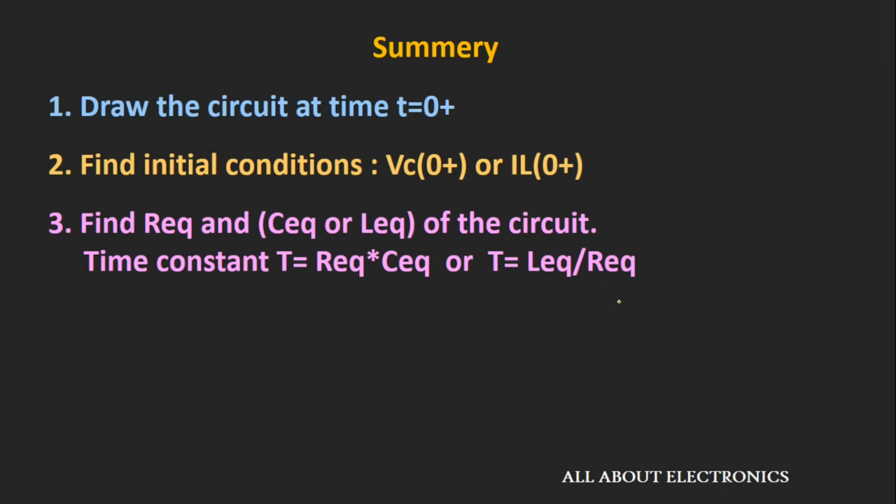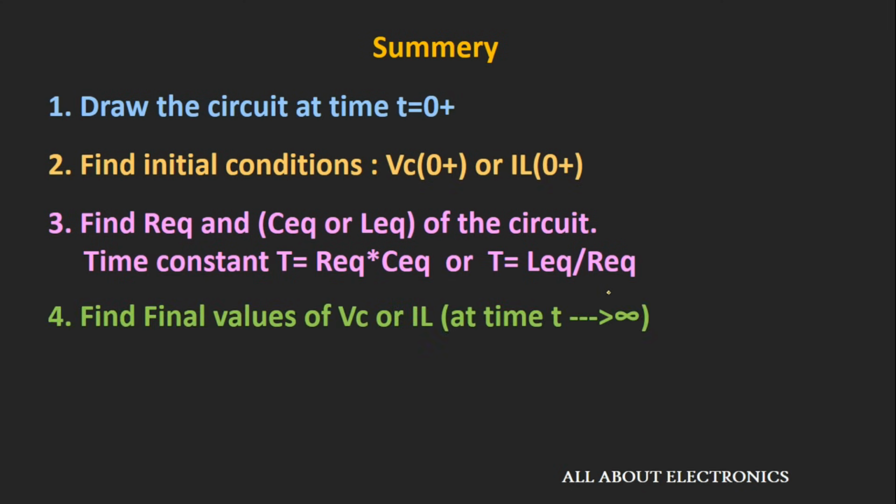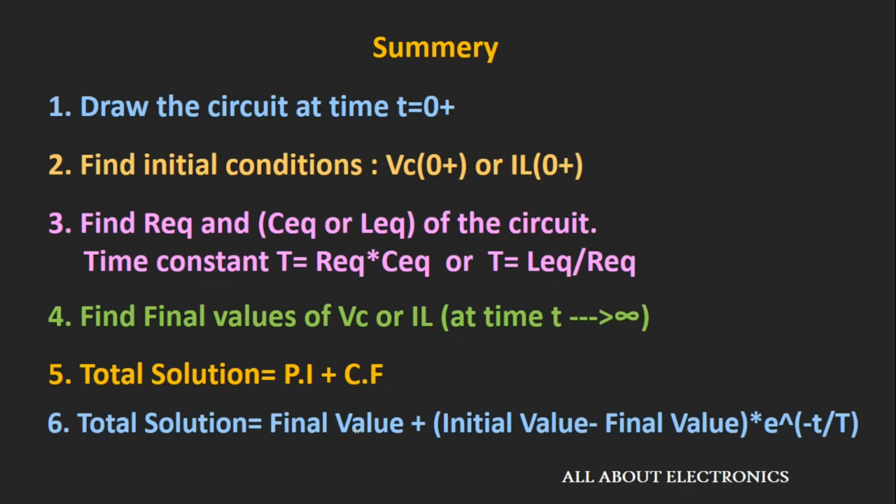And if your circuit is an RL circuit, then your time constant can be given as L equivalent divided by R equivalent. Then, find the final values of the capacitor voltage or inductor current at time t equal to infinity. And then find the particular integral and the complementary function for the given equation. Or you can use a shortcut method, that is, final value plus initial value minus final value into e to the power minus t by the time constant. Using this, you can find the total solution for the given RC or RL circuit.